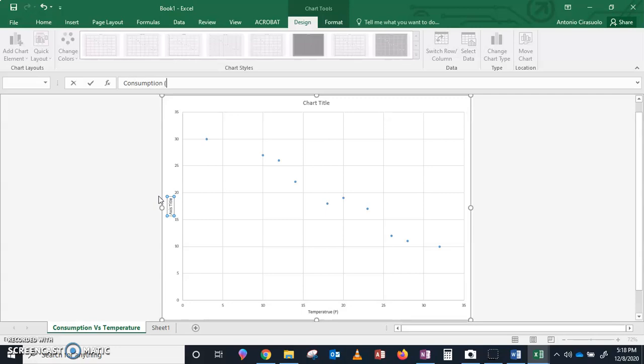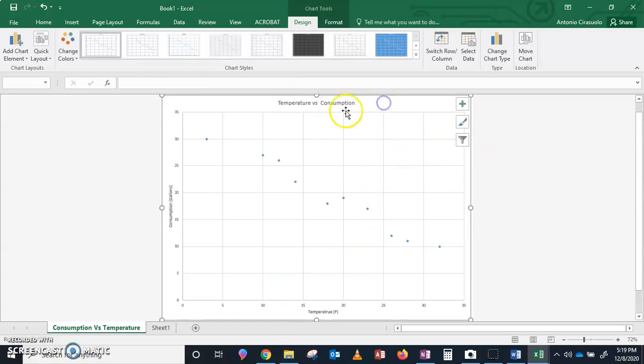And that was in gallons, so you should always include your units. Okay, and once again, we'll say, actually, temperature versus consumption is the title. And then I'm going to show you a couple more things.